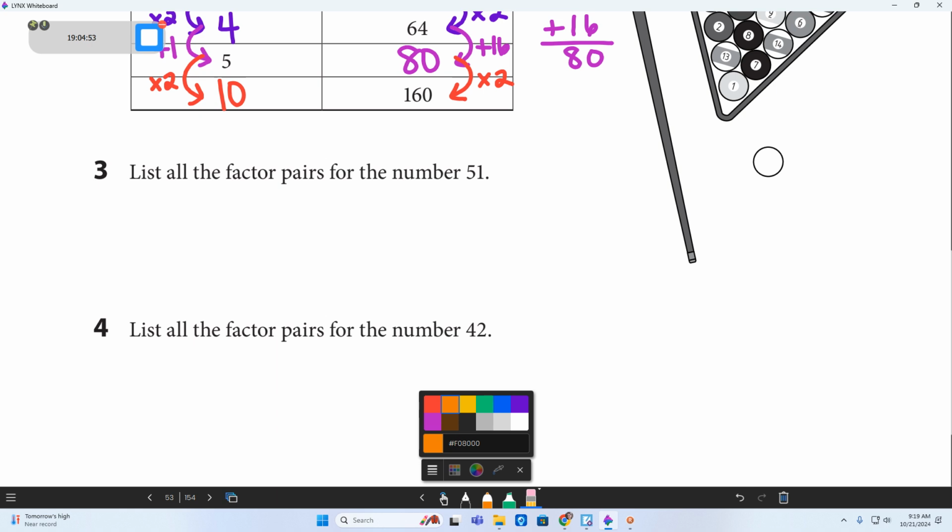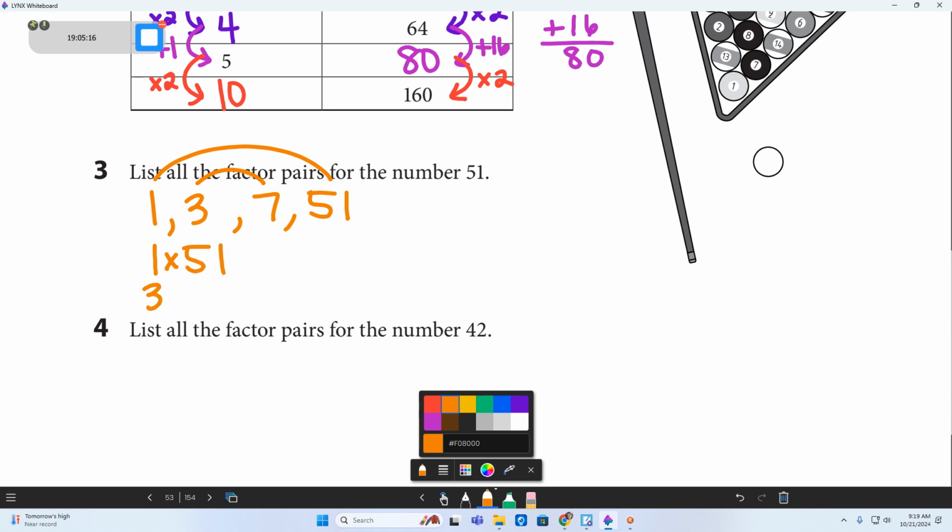Let me rewrite this. Okay, ready? 1. Hold on. Get my marker up here. Okay, 1 times 51 and 3 times 17. So those are the factor pairs, or the factors. And you also could write them in pairs. So like 1 times 51 and 3 times 17. I know it doesn't ask us to do this, but let's go ahead and write that it's a composite number, right? All right, because it has more than just 1 times 51.